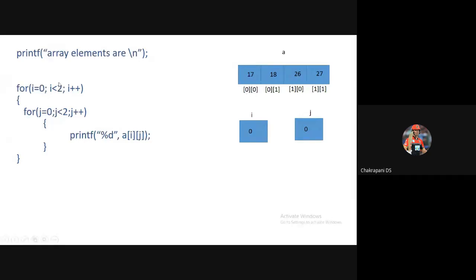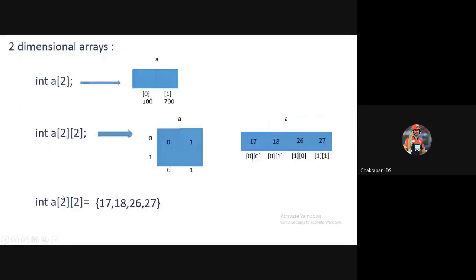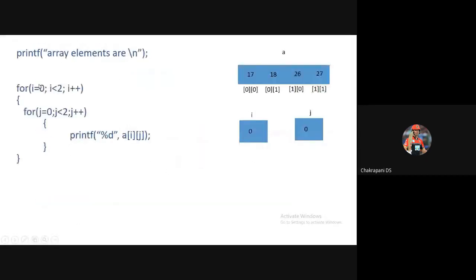Why am I writing i less than 2? Because how many rows have we created? 2 rows, right? If I'm starting with 0, then 1, that's why i should be 0, it should become 1, it should not become 2. If it becomes 2, we would have 3 rows. That's why I'm writing i less than 2, i plus plus. So this is the statement block of the first for loop. It closes here. Within this statement block, I'm going to write one more for loop.